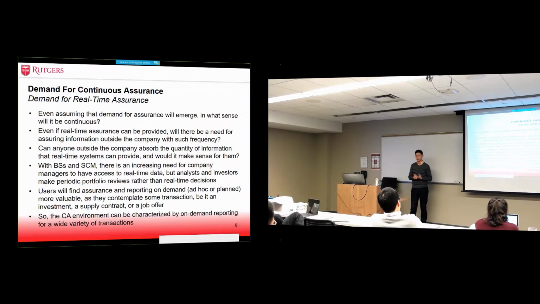Although companies are already recording their transactions continuously, does information users need continuous assurance for these reports? There might be a case that companies record their transactions continuously, but information users need this assurance whenever they need to make a decision, right?